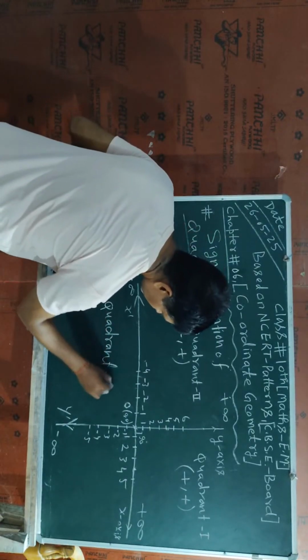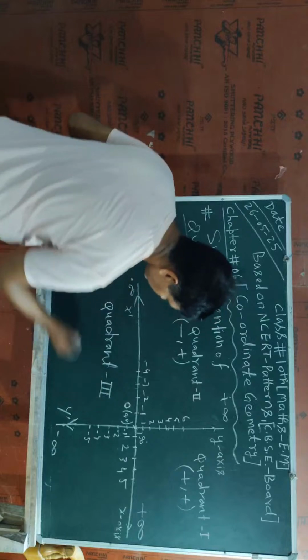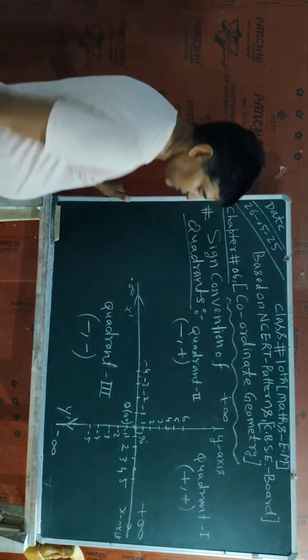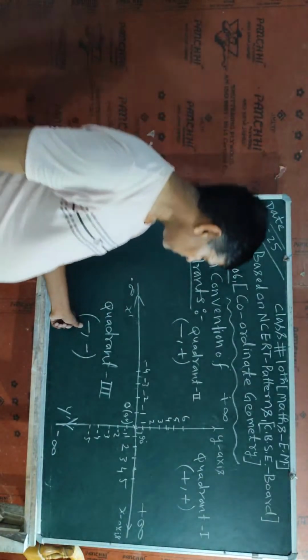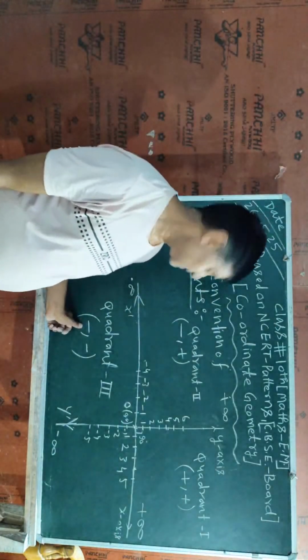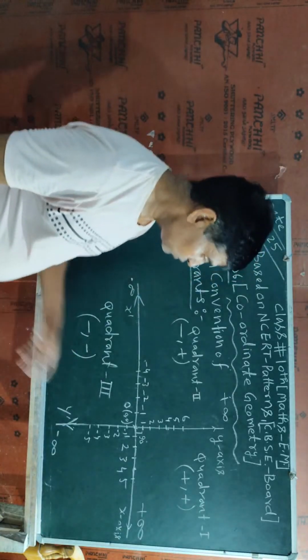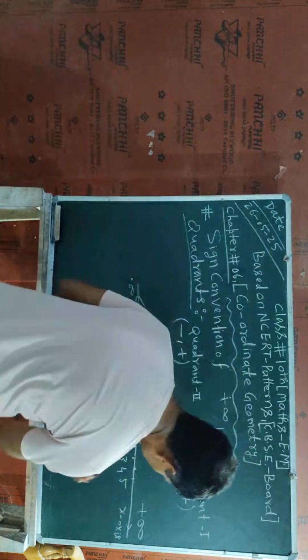This will be the third quadrant. Here I have written, and in this quadrant the value of x and y both will be negative. Here the abscissa will also have a negative sign and the ordinate will also have a negative sign.